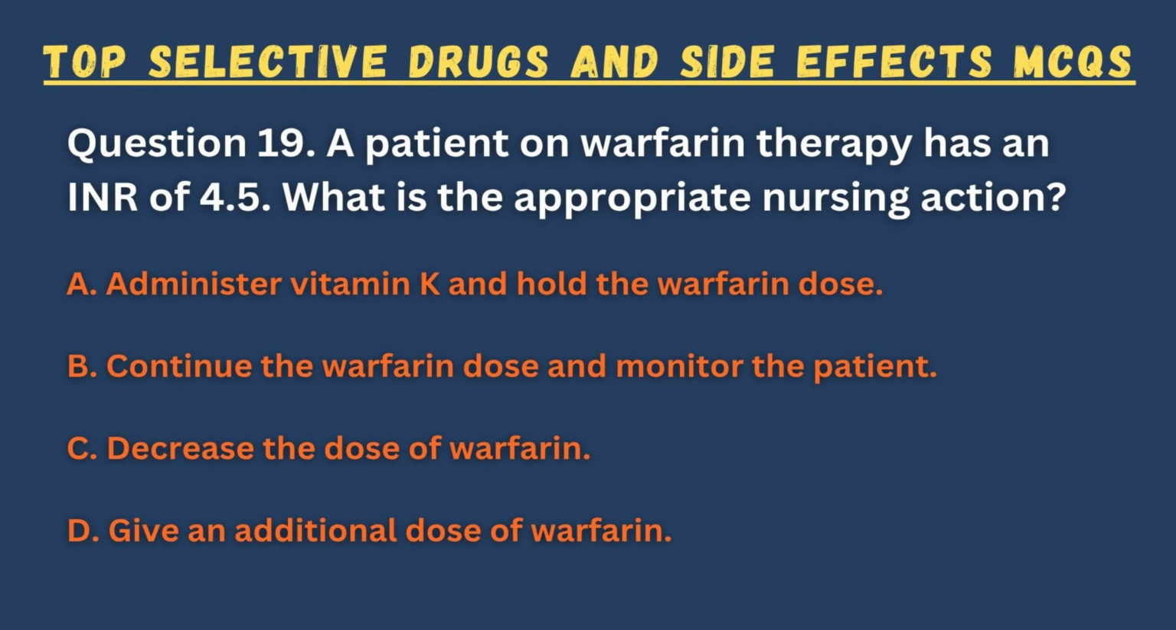Question 19. A patient on warfarin therapy has an INR of 4.5. What is the appropriate nursing action? A. Administer vitamin K and hold the warfarin dose. B. Continue the warfarin dose and monitor the patient. C. Decrease the dose of warfarin. D. Give an additional dose of warfarin.